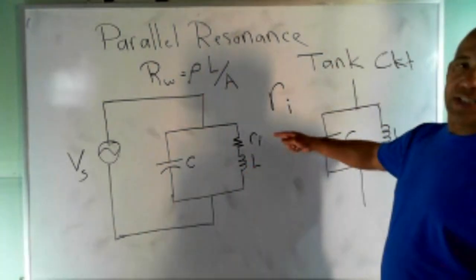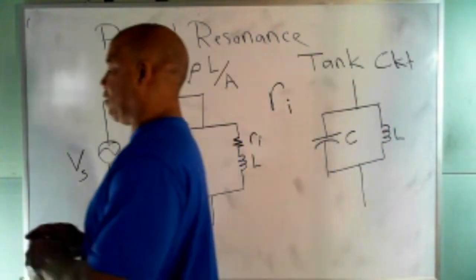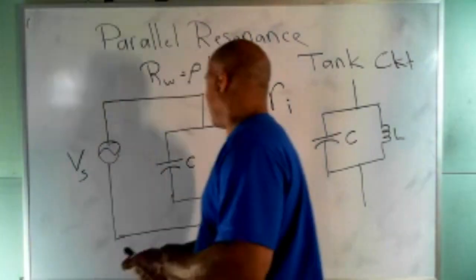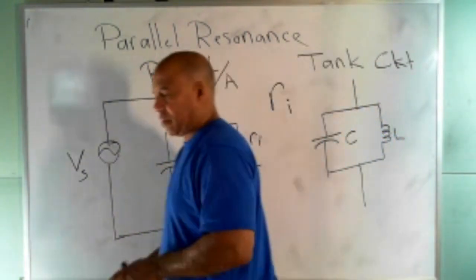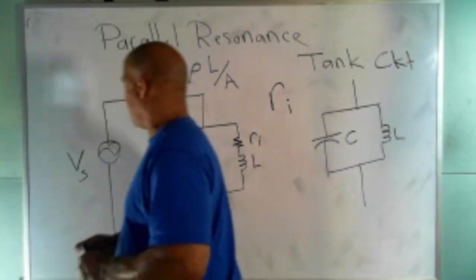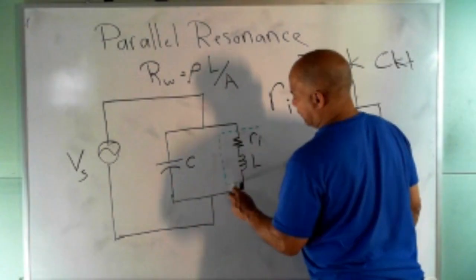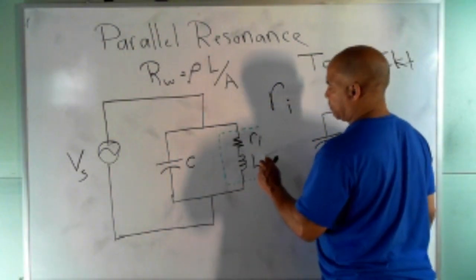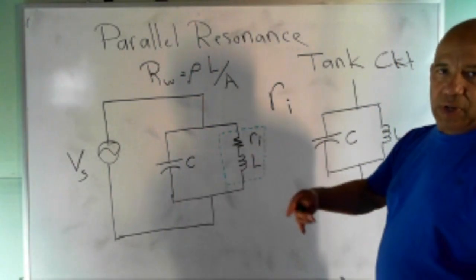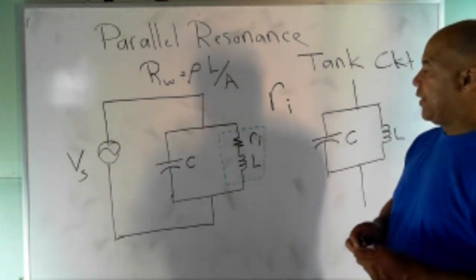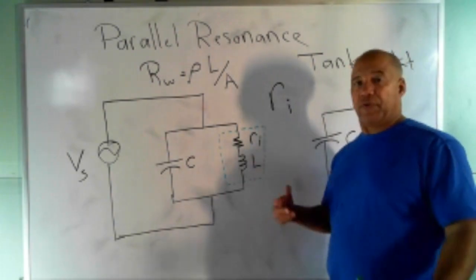But to show that that's not a separate, freestanding component, they usually put a box around the R sub i and the L, so you know it's all one thing. Most of the books that I've studied will do this. Then you know that the inductor and the resistor are all one coil. If you needed to, you can measure its ohmic value with an ohm meter and treat it as if it were a freestanding resistor.